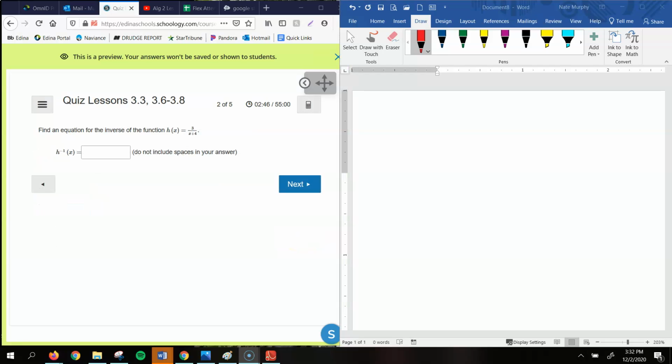All right, so on this next one, it says, find an equation for the inverse of the function h of x equals 3 over x plus 4. So what I'm going to do is, instead of writing down h of x, I'm going to write down y equals 3 over x plus 4. Because remember, y is the same as h of x.